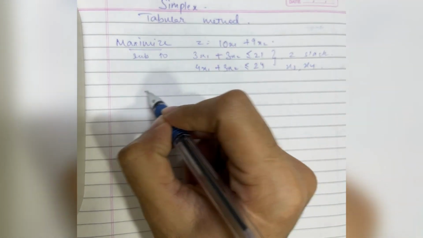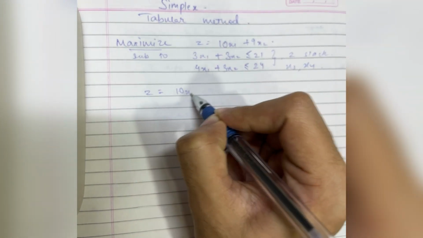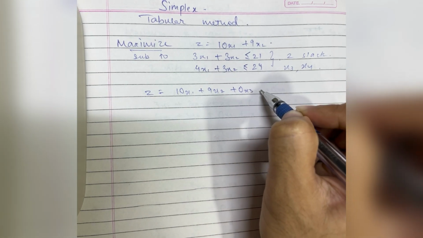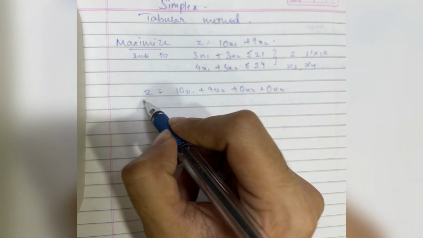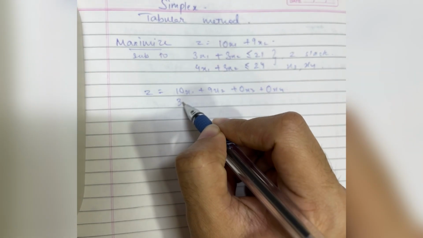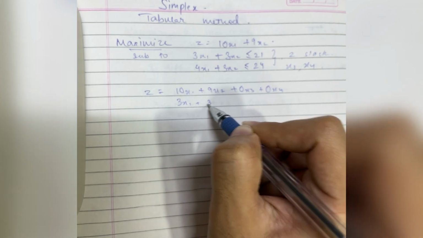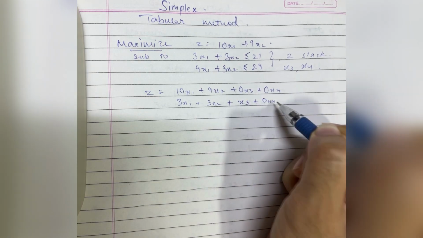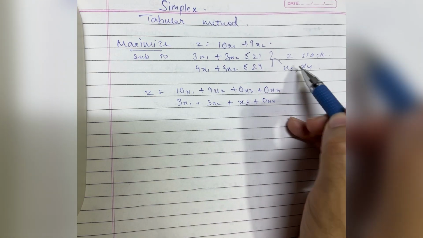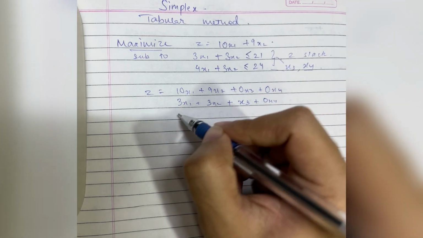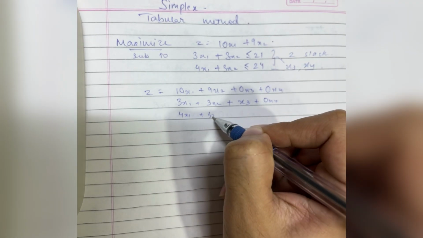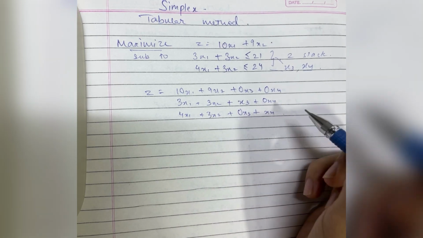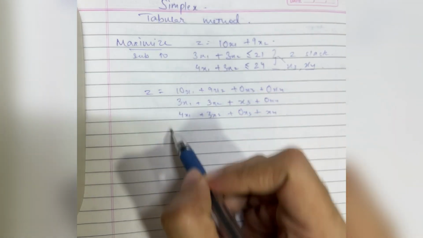So we add these variables. The equation changes to 10x1 plus 9x2 plus 0x3 plus 0x4. Subject to changes to 3x1 plus 3x2 plus x3 plus 0x4, because we'll just take one variable here and one variable here. Same goes here, 4x1 plus 3x2 plus 0x3 plus x4. So these are the new equations we get, all of these three.